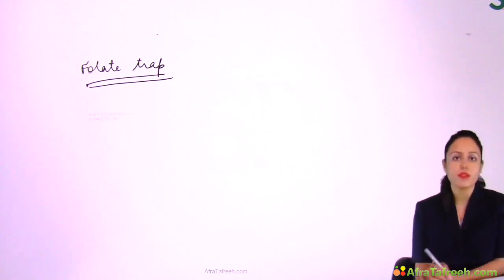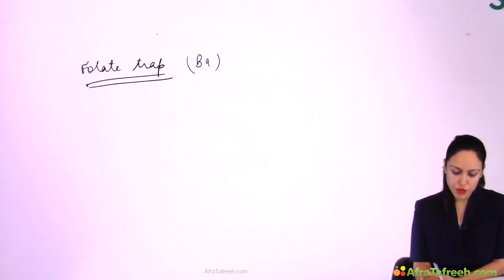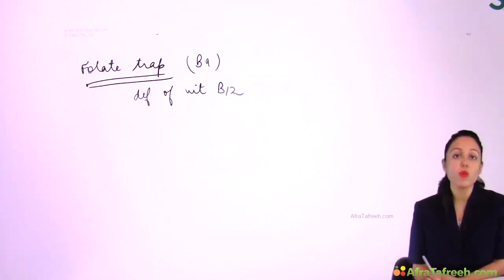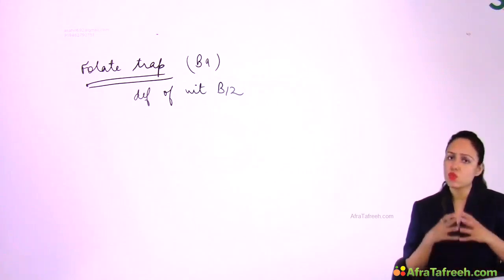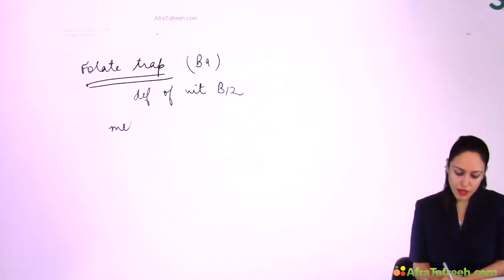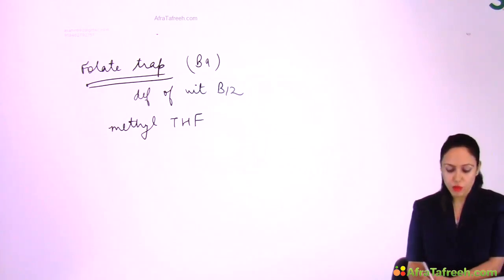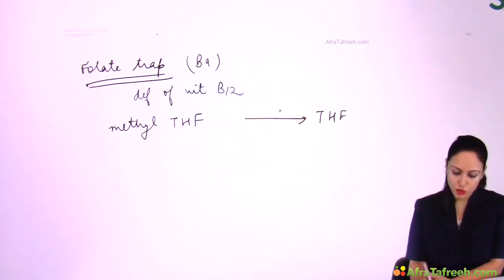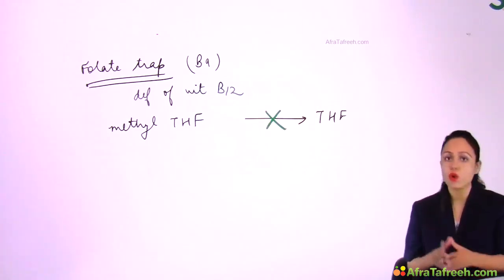So look here, folate trap. Folate trap is not because of deficiency in folate. Folate is vitamin B9. So it is not deficiency of B9. It is deficiency of vitamin B12 which leads to folate trap. That is, there is too much of folate in the body, and that folate is in the form of methyl tetrahydrofolate, because this reaction of methyl tetrahydrofolate to tetrahydrofolate is not allowed.